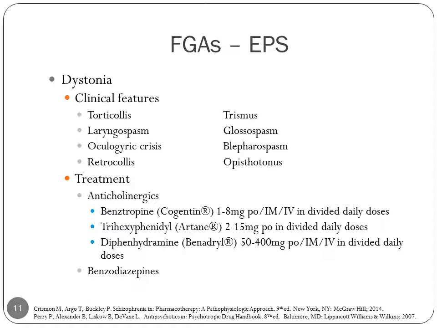Torticollis is where the neck twists, in which the head is tipped to one side and the chin to the other. With laryngospasm, you can get spasming in the larynx. With oculogyric crisis, the eyeballs are usually locked in a fixed position, and that's usually in an upward position. With retrocollis, the head is drawn backwards. Trismus is when patients are unable to completely open their mouth, while glossospasm is a spasmodic contraction of the tongue.